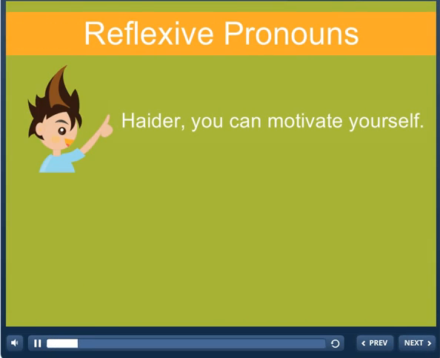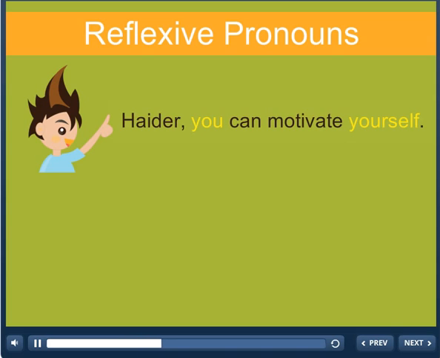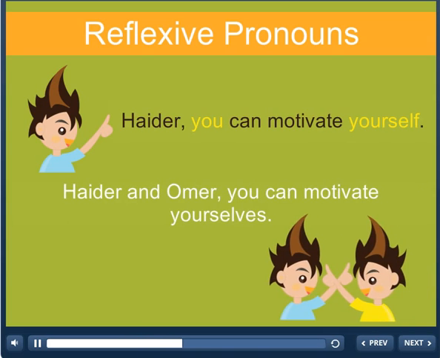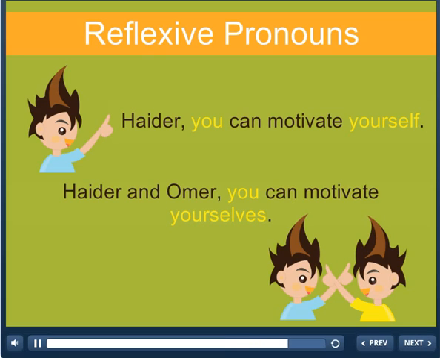In the same way, if I am using the pronoun you to refer to one person, I will say yourself. For example, Heather, you can motivate yourself. If, however, I am using the pronoun you to refer to more than one person, I will say yourselves. For example, Heather and Umar, you can motivate yourselves.